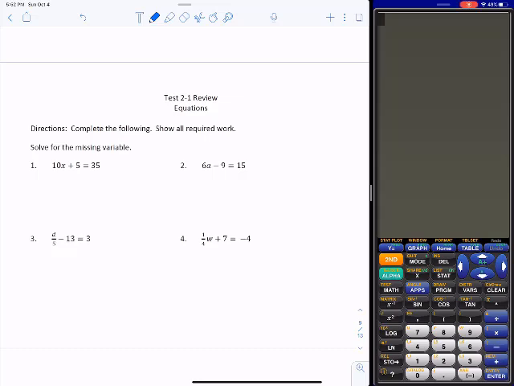Hello class. So let's go over this test review. Okay, so I'm going to work each question so that you can see what it is I'm expecting out of you. So in this first one, you've got 10x plus 5 equals 35.